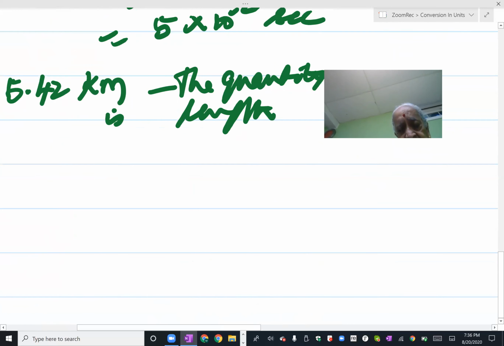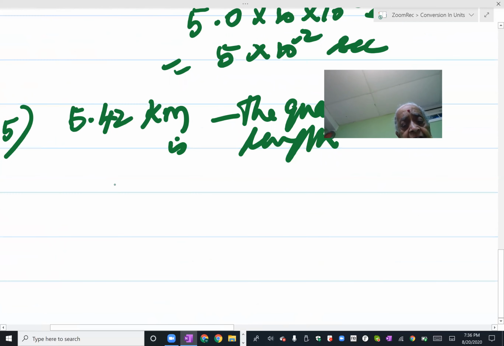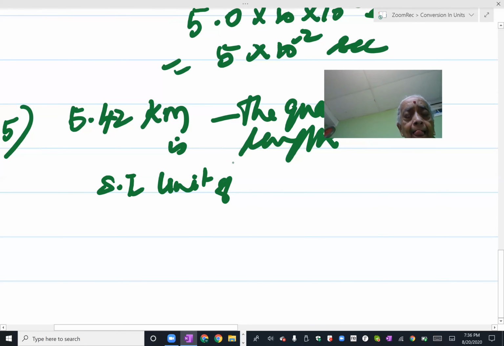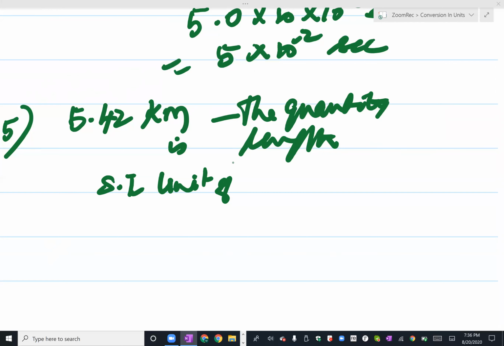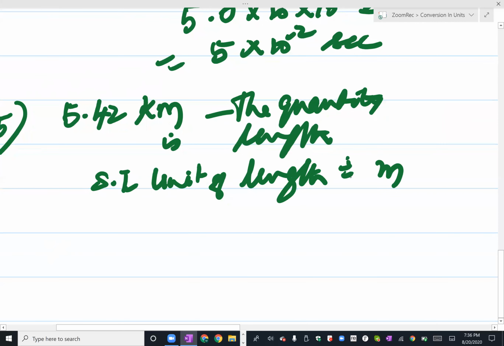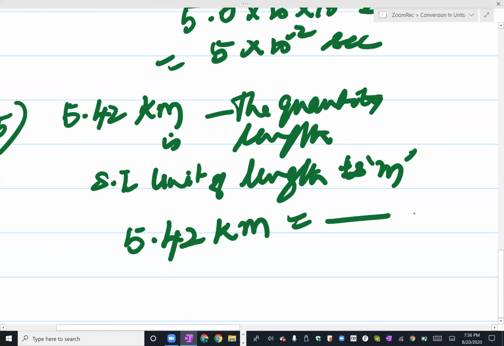It is a unit of length, and the SI unit of length is a meter. Therefore, now our investigation is: 5.42 kilometer equal to how many meter?